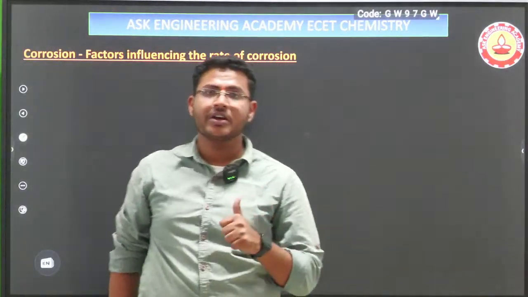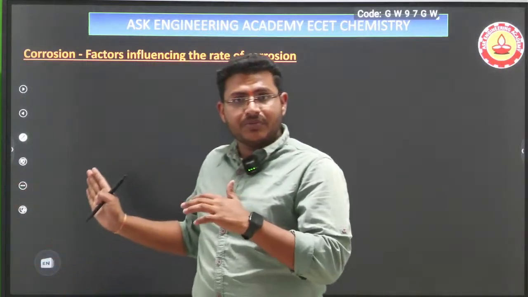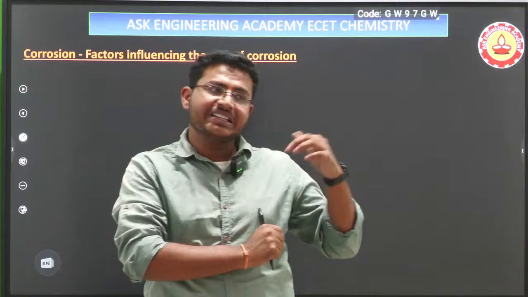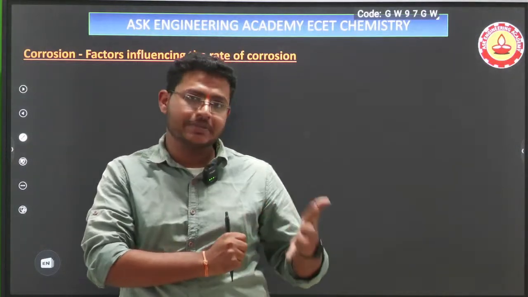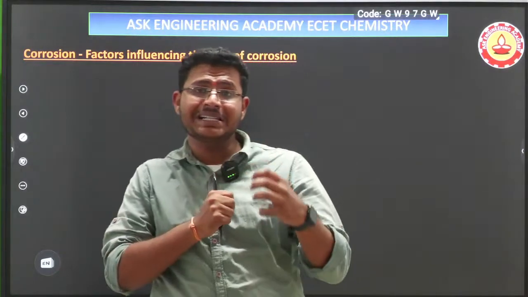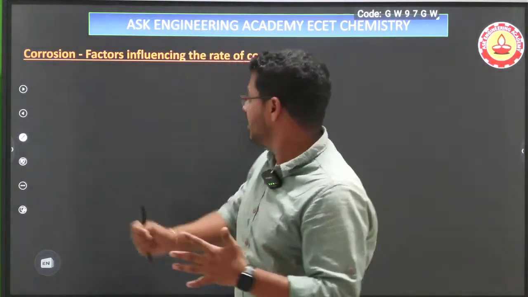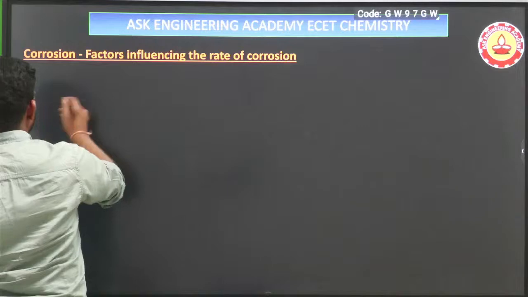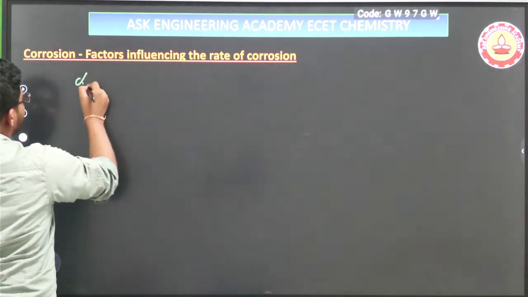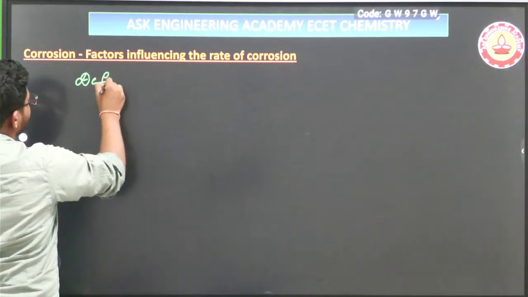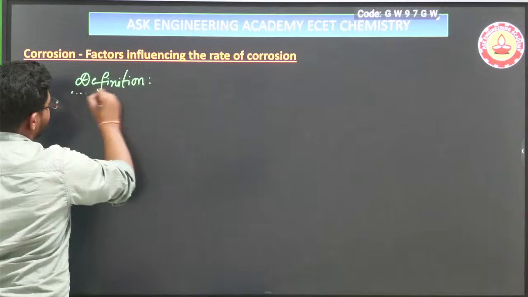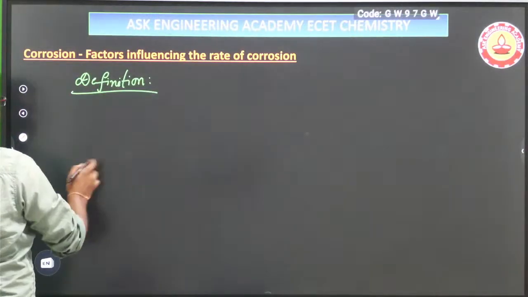Definition of corrosion. So corrosion is a concept which is a continuation of metallurgy. In metallurgy itself, we have studied what is meant by corrosion, but in this topic we are completely focused on corrosion. So the definition of corrosion is the first and foremost thing. What is meant by corrosion?